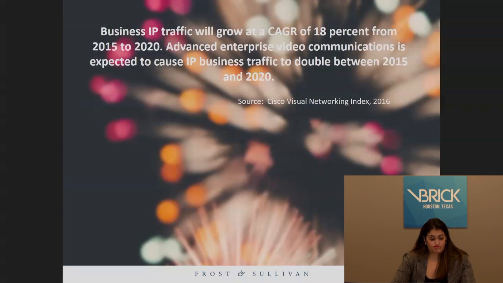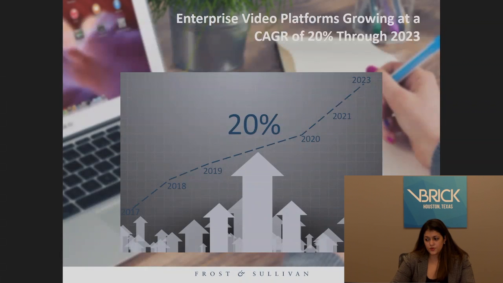This is a stat from the 2016 Cisco Visual Networking Index report, where it states that business IP traffic is growing at a cumulative annual growth rate of 18% from 2015 to 2020. And we will see advanced enterprise video communications causing that IP traffic to double within the same time frame. Our own research at Frost and Sullivan has the enterprise video platforms market growing at a cumulative annual growth rate of close to 20%.